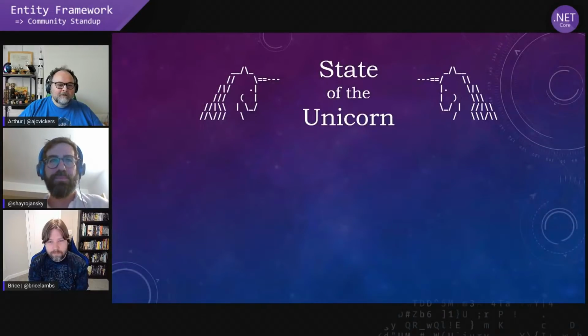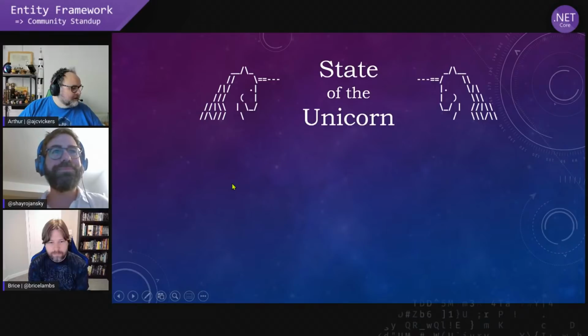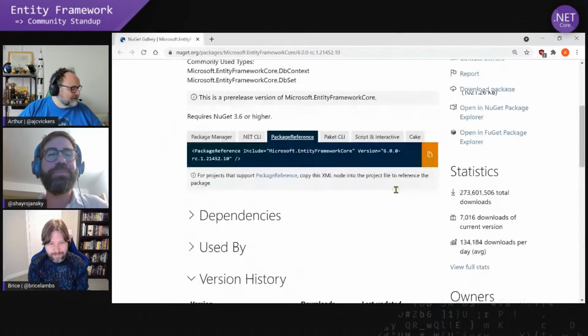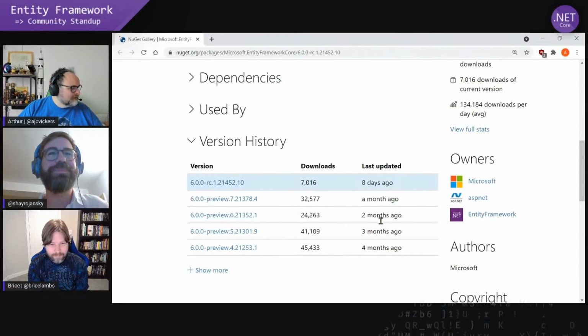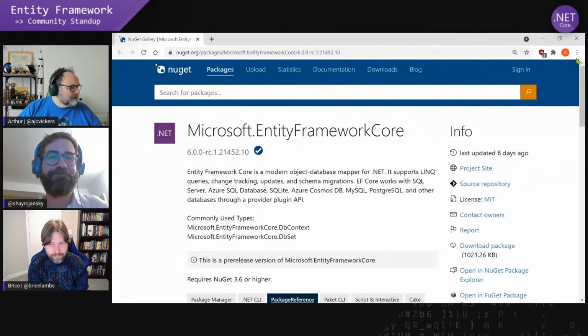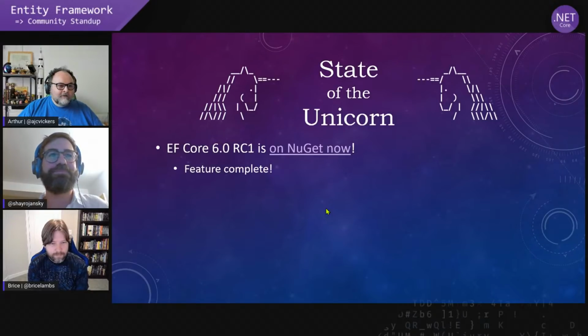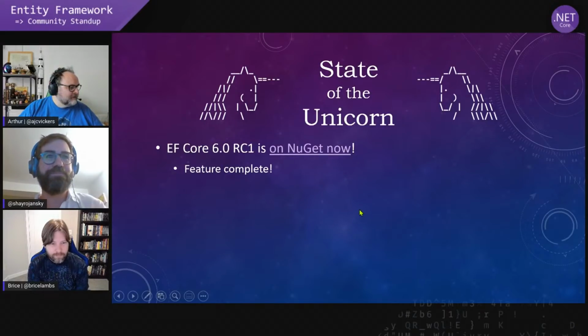Before that, let's just check on the state of the unicorn. It's all about one thing at the moment, and that is that RC1 is on NuGet now. I'll prove it to you, and maybe that will encourage you to go download it. See, there it is. RC1, 7,000 downloads since last week. Download it, try it. So basically, it's feature complete. So if you want to see what's in EF Core 6.0, then look on NuGet now. There's one feature coming into RC2, which is a column order attribute. But other than that, everything is in there.